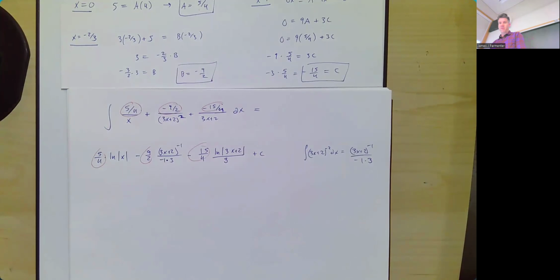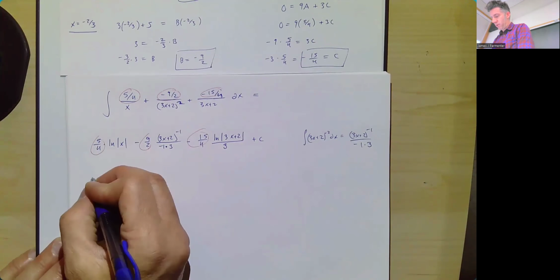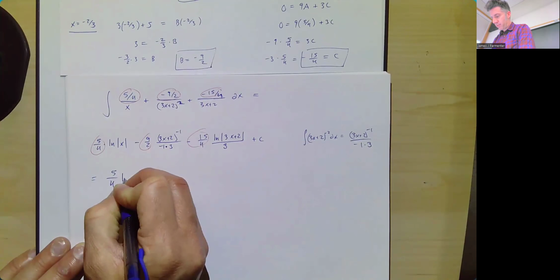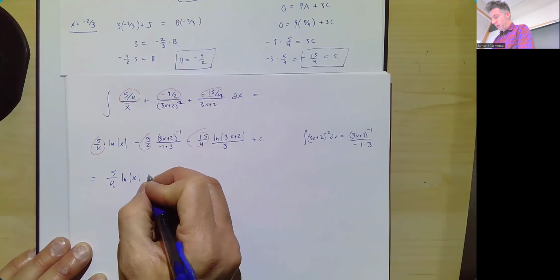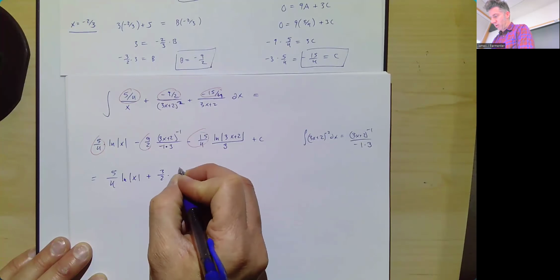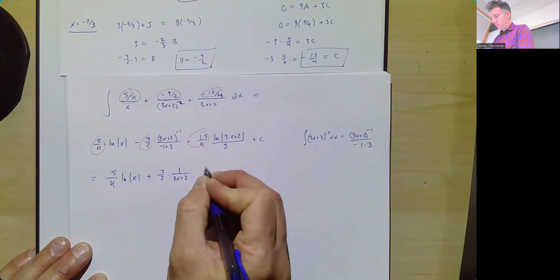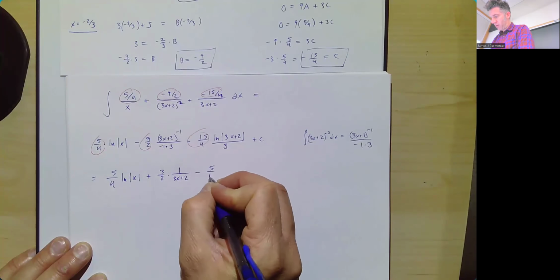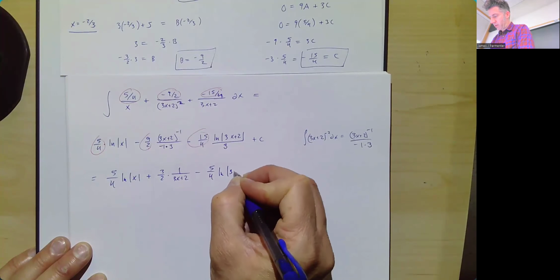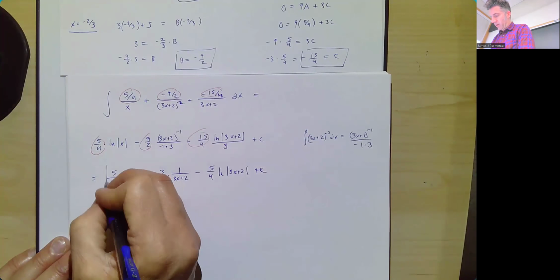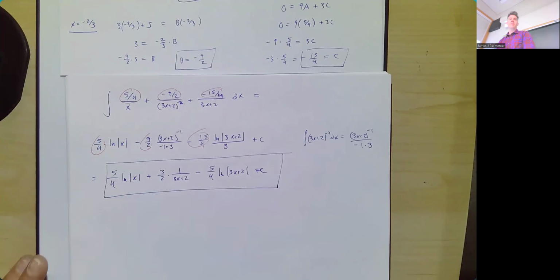And then, yeah, you can make this look prettier, but I don't think we need to. But I'm going to. I would write this as plus 3/2 times 1 over 3x plus 2. This would be minus 5/4, the natural log of absolute value of 3x plus 2. If you really want to simplify your constants, you can, but I wouldn't.